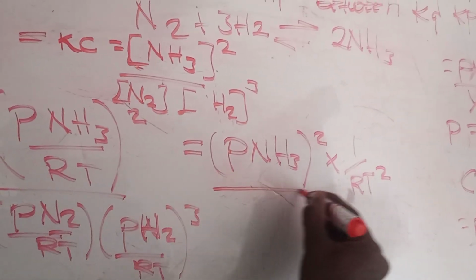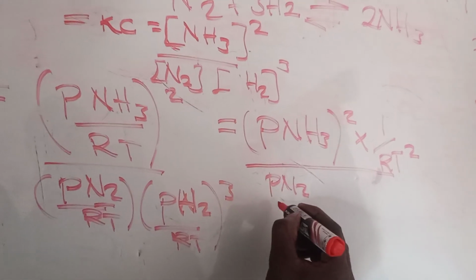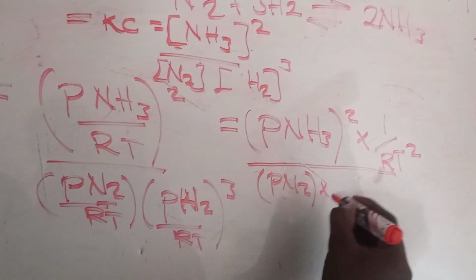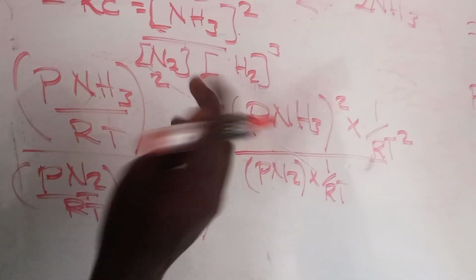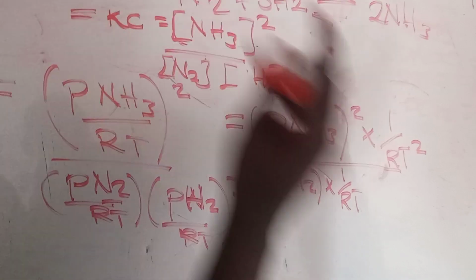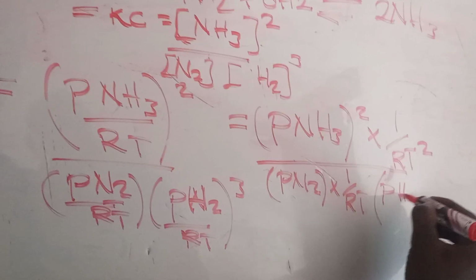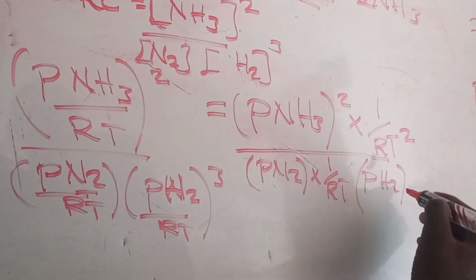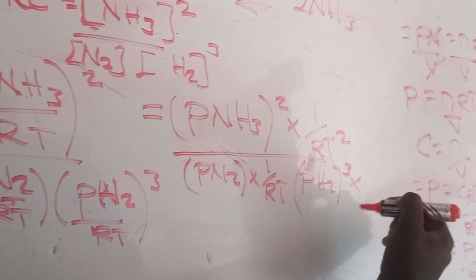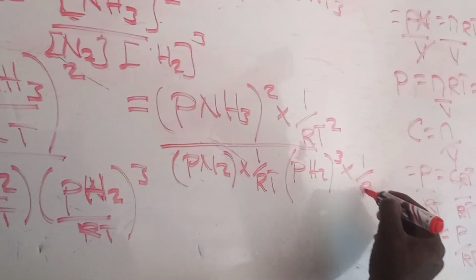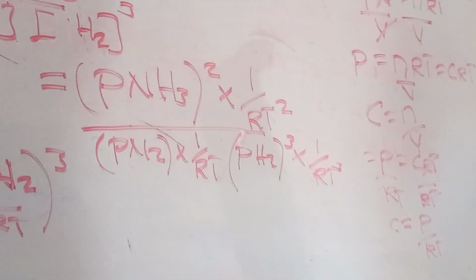Also, we do the same thing to that of the bottom. It is P of N2 times 1 over RT. I'm not putting any power here because we do not have any coefficient under nitrogen. Then we do the same thing here for hydrogen. It is P of H2 to the power 3, times 1 over RT to the power 3, as we have on the table.